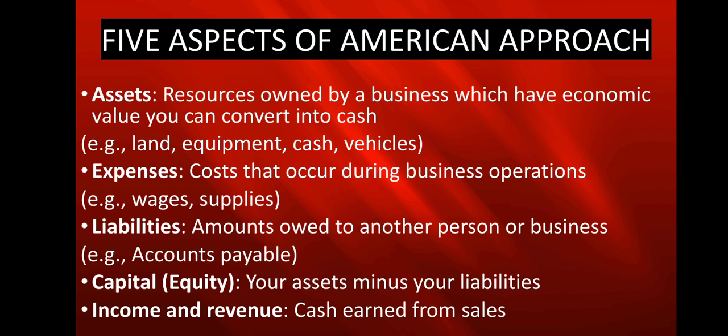The next term is expenses. Expenses are the costs that occur during the business operation. Examples could be wages, supplies. All these are expense examples. Liabilities. Amounts owed to another person or business is what we call liabilities. That is basically the amount that a business has to pay to outsiders. Examples could be accounts payable, which is nothing but bills payable, loans, etc.